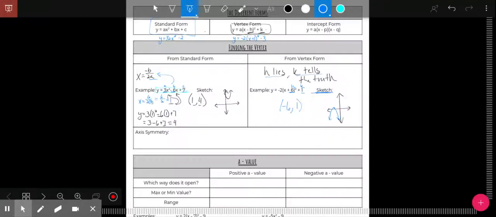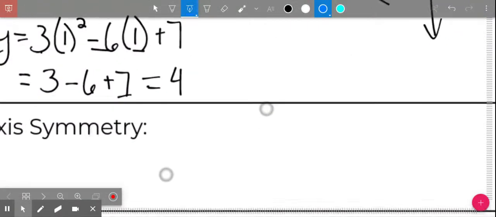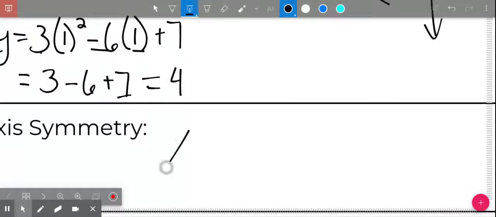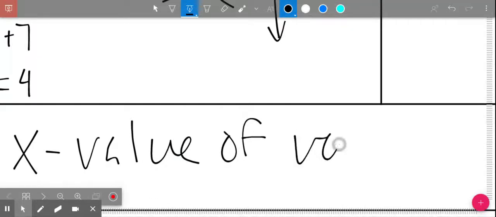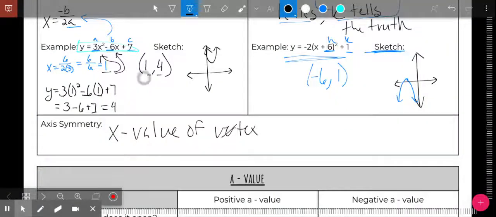So if ever it's in vertex form and you're struggling to find your vertex from the table, you can just look at the H and the K. Now, if we look at the axis of symmetry, remember your axis of symmetry is just the x value of the vertex. So if I look at the two vertexes I found, it would have been x equals 1, and this one would have been x equals negative 6.